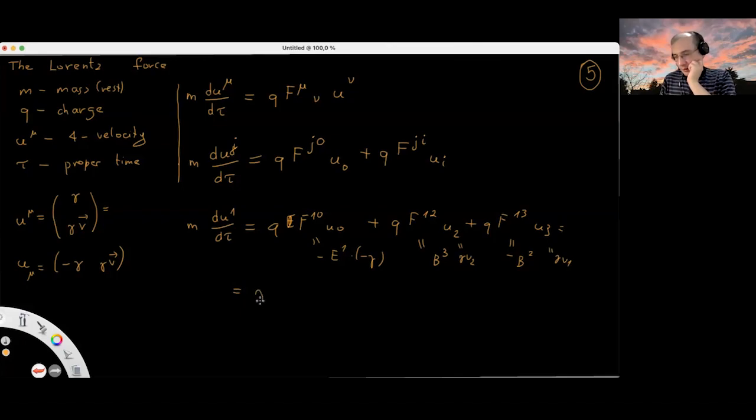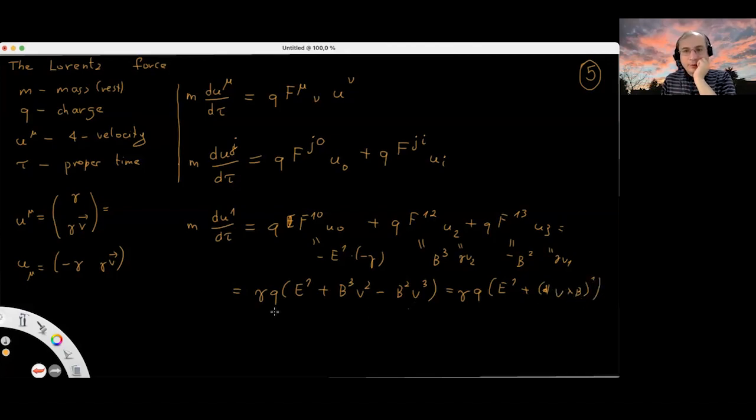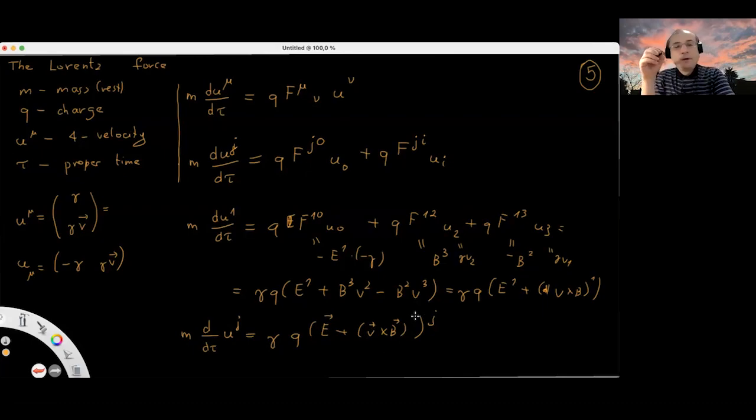So this is basically gamma q E1 plus B3 v2 minus B2 v3, which is gamma q E1 plus the v cross B component 1. And in fact, you can show that this formula also holds for other spatial components. So the derivative of the four-velocity, the spatial components, is just gamma q (E plus v cross B) component j. And that's very nice. For small velocities, this is basically the standard three-velocity. Gamma is more or less one, so we recover the standard Lorentz force in the non-relativistic limit, as we wanted to. Okay, any questions?